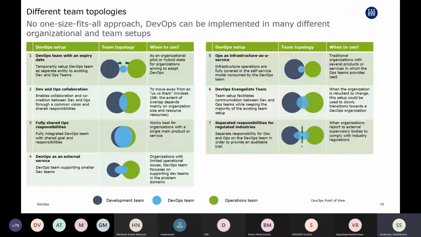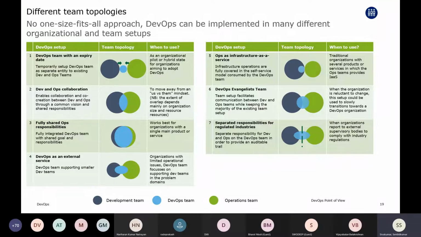And the fifth one is ops infrastructure as a service. So infrastructure operation is fully covered as a self-service model consumed by the DevOps team. The shape of this team topology is partially governed by operations, and they partially connect with the support team, and they will give the solution for those areas where the problem has arisen.